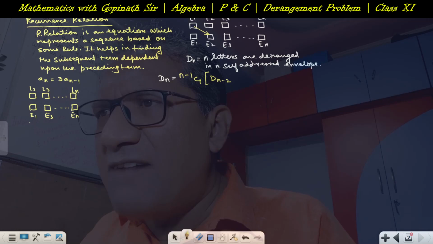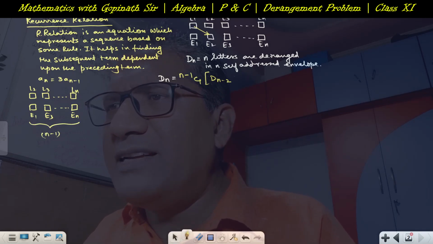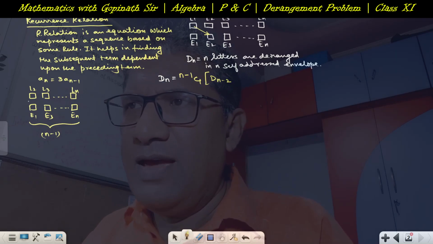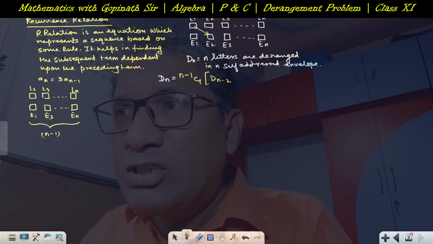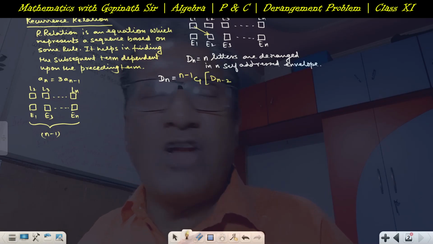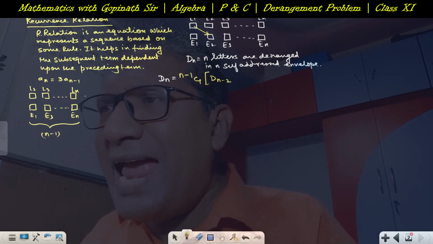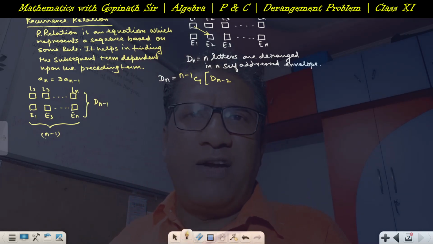Now, L2 will not come in E1. We now have n minus 1 letters and n minus 1 self-addressed envelopes. L2 is not going to come in E1, L3 is not going to come in E3, and so on, Ln will not come in En. So there are n minus 1 letters, so they can be deranged in D(n minus 1) different ways.